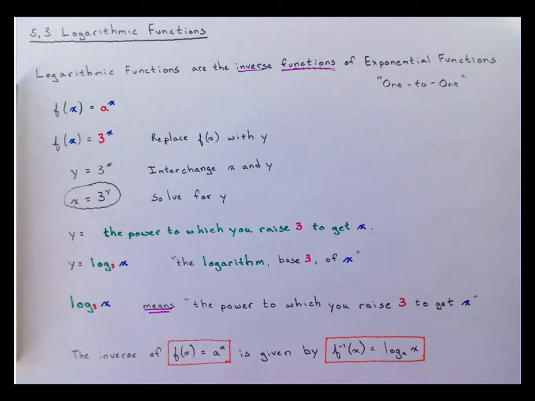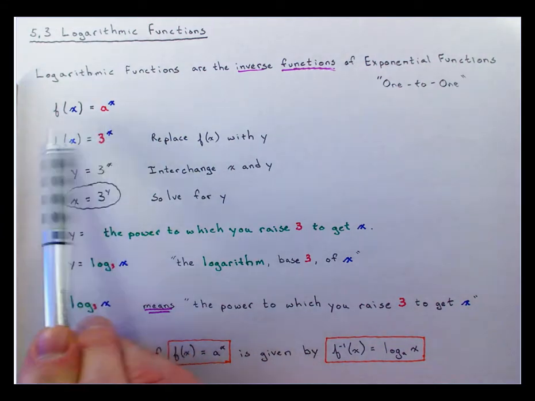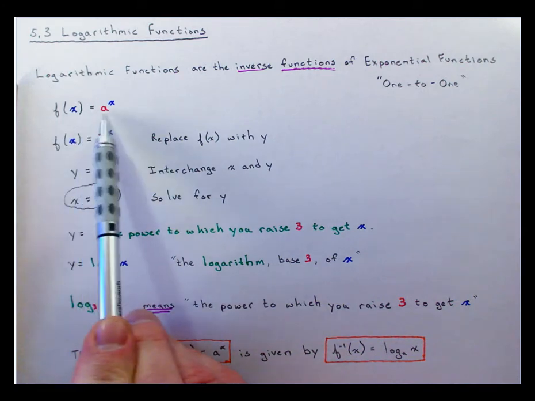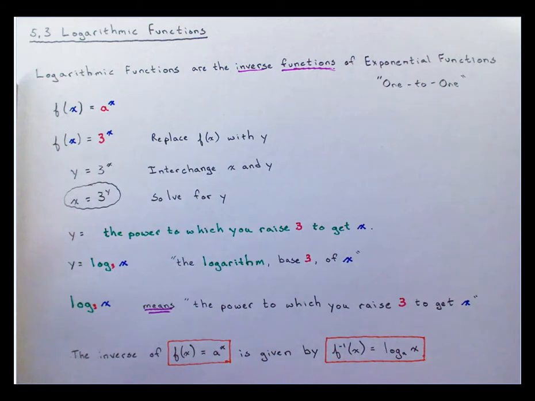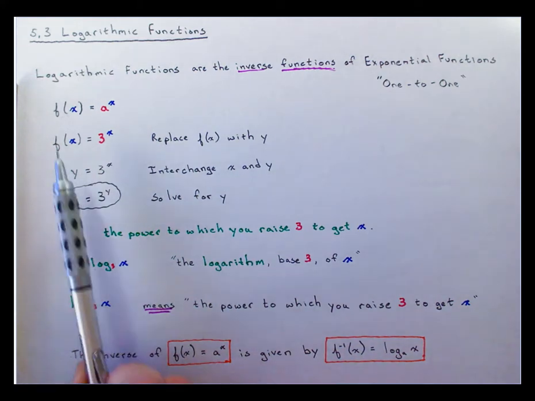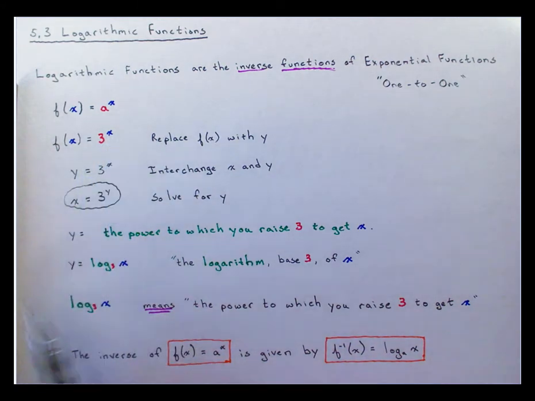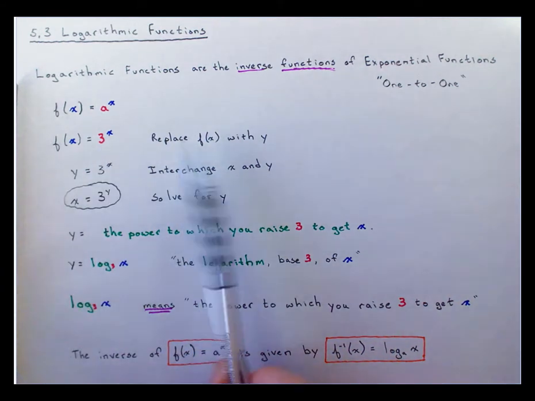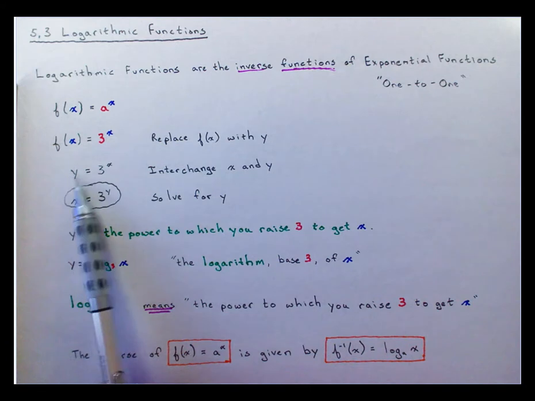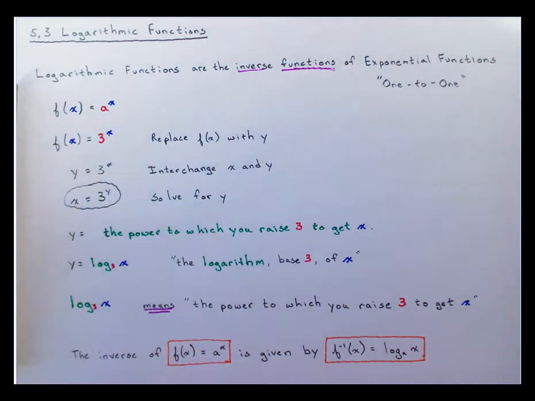So, just looking at our basic exponential function, we said it was f of x equals a to the x. A is my base. So just coming up with a function saying f of x equals 3 to the x, let's write the inverse. We'll replace f of x with y, so I end up with y equals 3 to the x. Now interchange. Now this is where it kind of gets different.